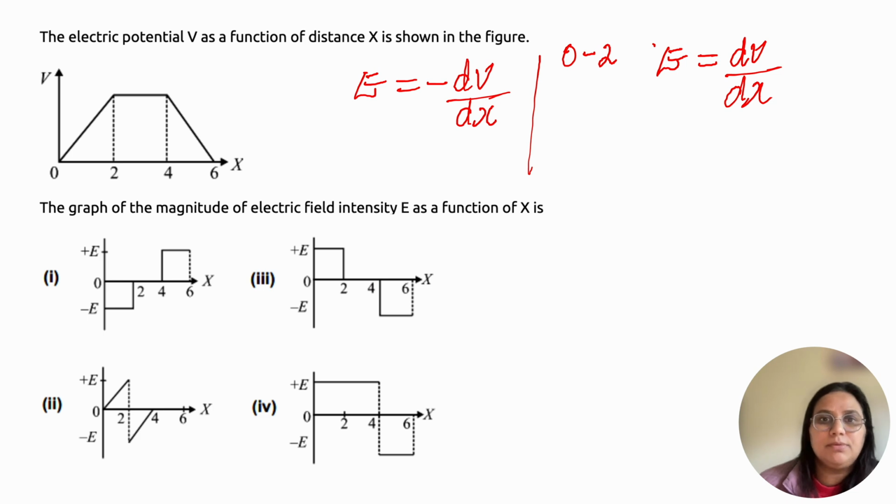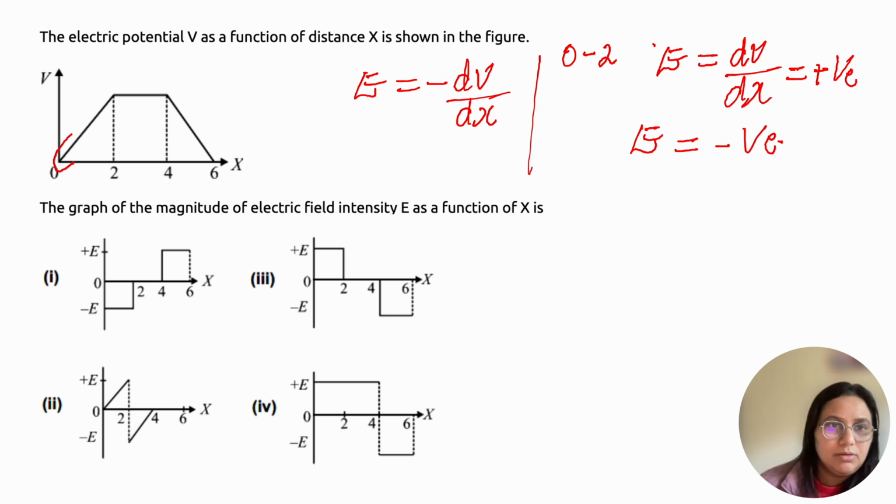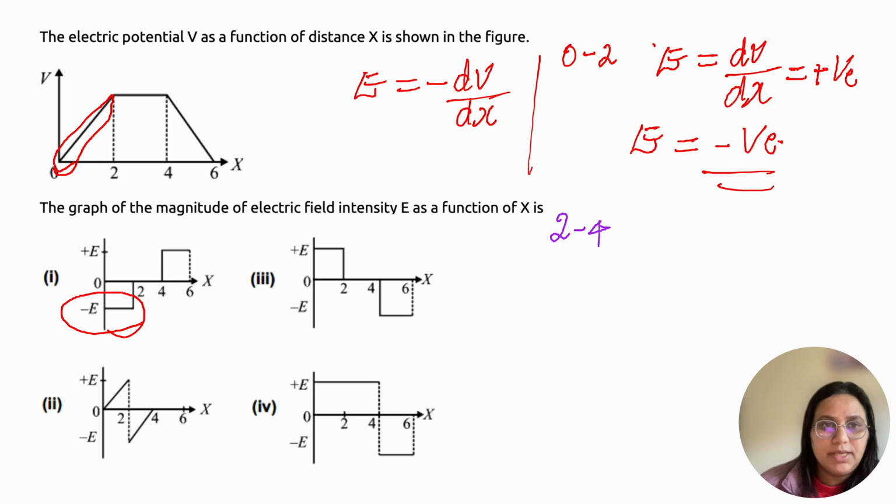As per this graph, the slope is positive here, correct? So when you put that value here, dV by dx is positive, but there is a minus sign, so the electric field is negative. So the electric field is constant and negative from 0 to 2. According to this, the electric field is negative corresponding to this portion. Then from 2 to 4, as you can see here, the potential is constant and the slope is 0. Therefore the electric field is equal to 0, corresponding to this second region.